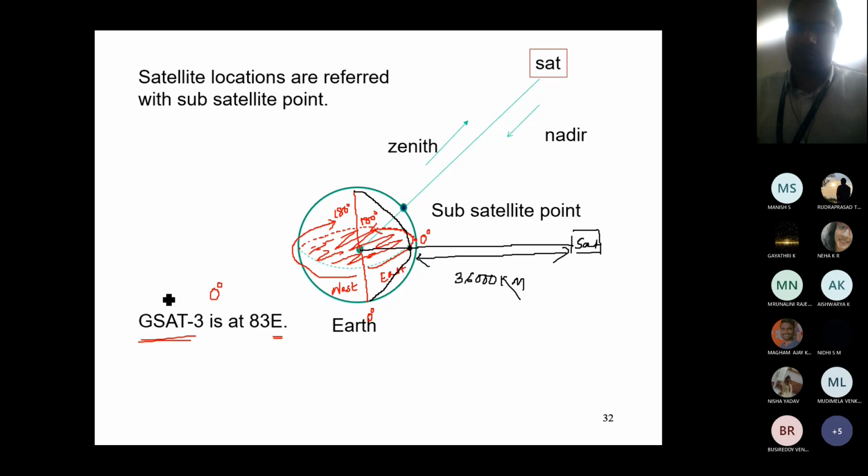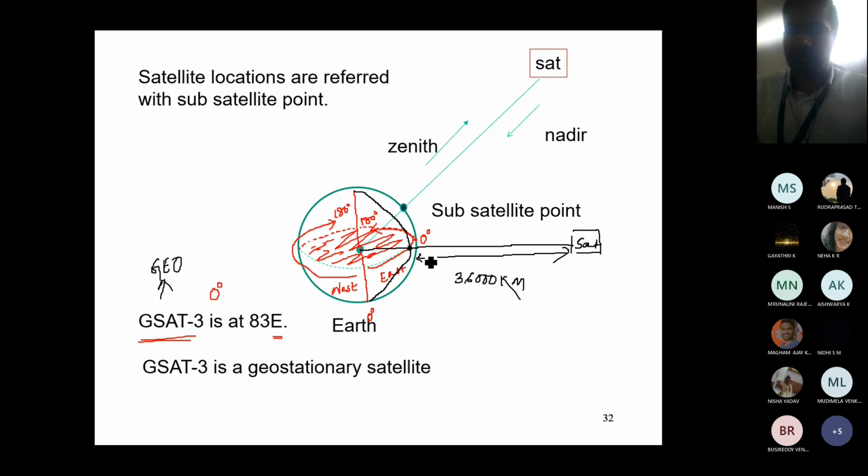So this satellite is a geostationary Earth orbit satellite, or that is called a geostationary satellite. The orbit is called geostationary Earth orbit, or the satellite is called a GEO satellite. That means geostationary Earth orbit satellite. So it is located at a height of 36,000 kilometers from the surface of the Earth.